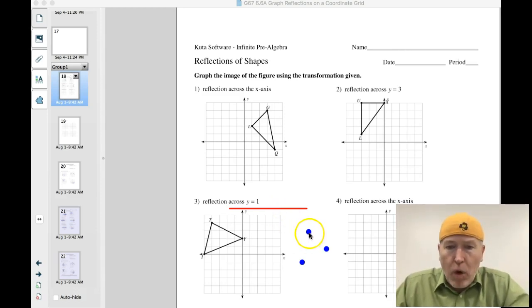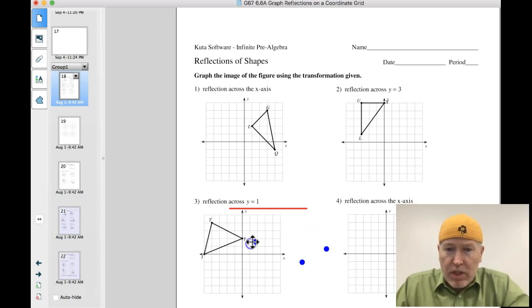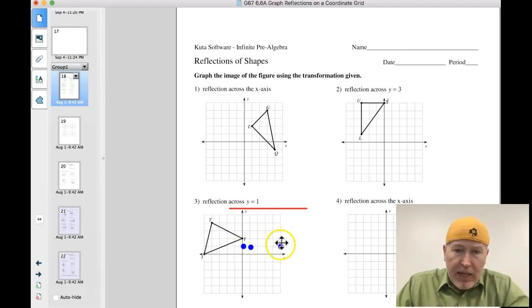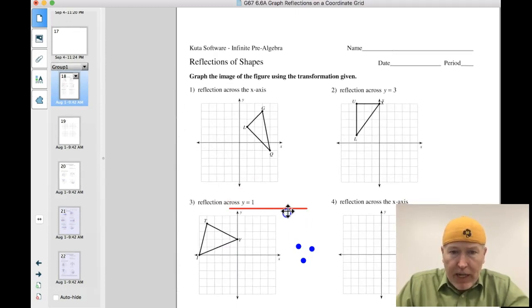If y equals 1, that means that every y value is equal to 1. So let's think about that. If x was 0 and y was 1, we could put a dot here. If x was 1 and y was 1, we could put a dot here. If x was 5 and y was 1, we put a dot somewhere over here. So it's going to be a line that goes right here at 1 where it crosses the y-axis. So I'm going to drop a line in there, and this is going to be our mirror line.